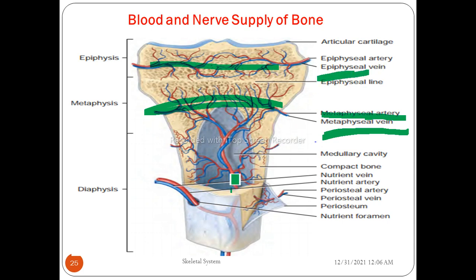And this is the medullary cavity. By the way, this is the nutrient artery and vein. This nutrient artery enters through the nutrient foramen and supplies this region, the medullary cavity and the compact bone. The other is the periosteal artery and periosteal vein. The vein is used for drainage, whereas the periosteal artery supplies the periosteal region. The periosteal artery or vein may be a branch of the nutrient artery. So this is the blood supply of the bone.